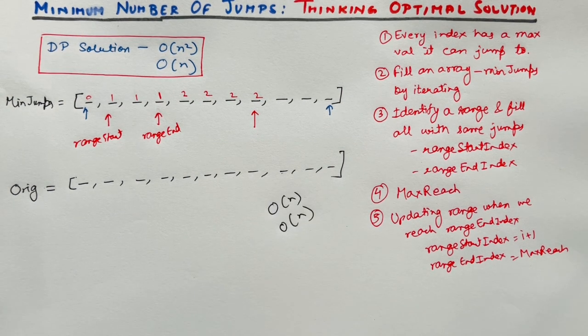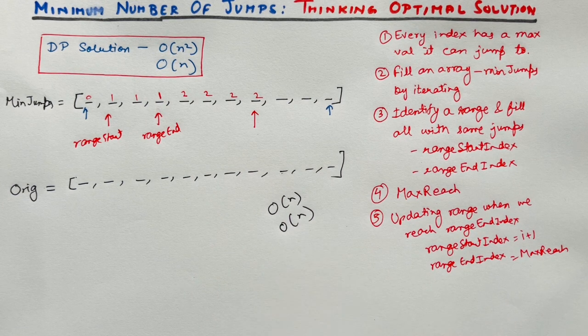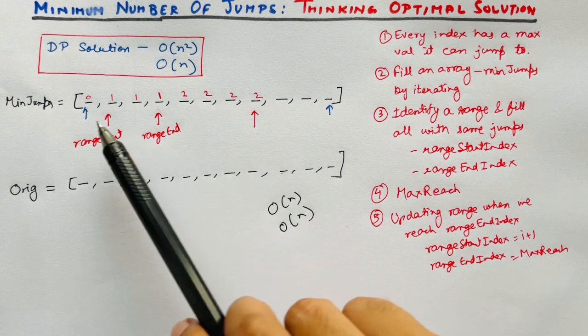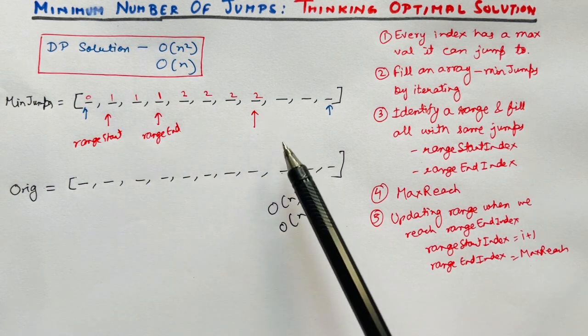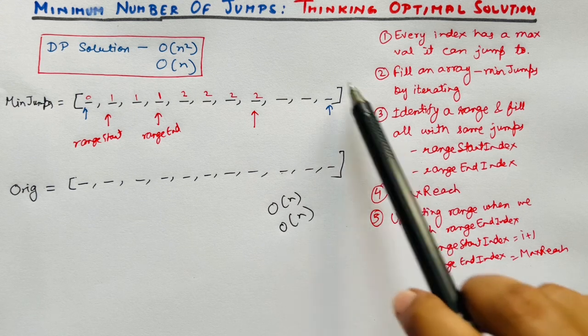So this is a solution whose time complexity is big O of n and space complexity is also big O of n. We are filling these values but without using two nested loops. We are filling it in a single iteration. Therefore, time complexity is big O of n and space complexity is big O of n because of this new array.